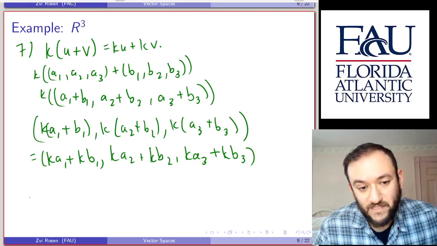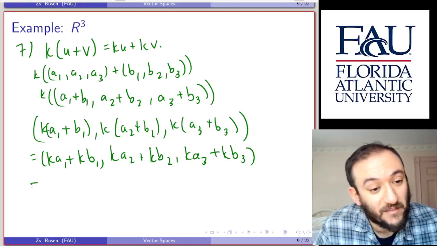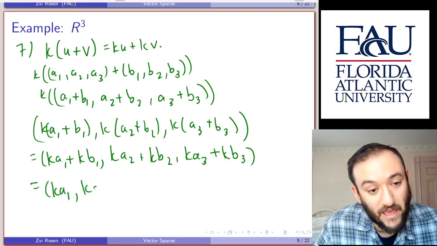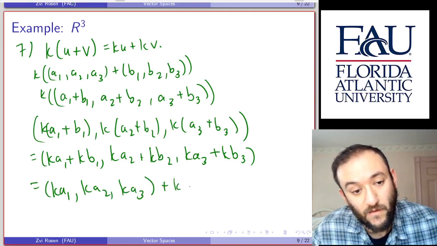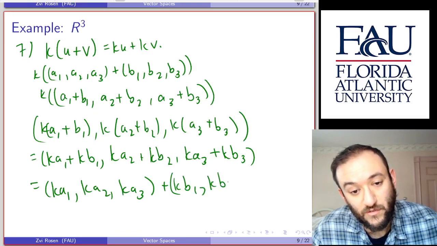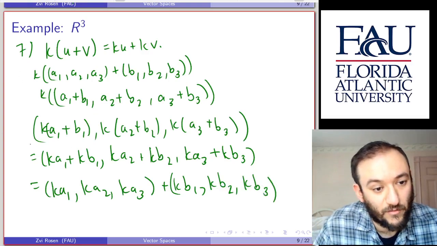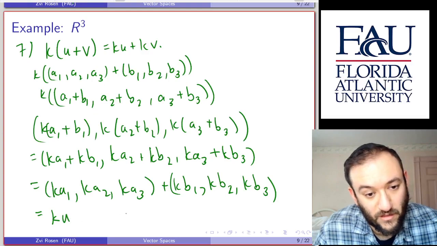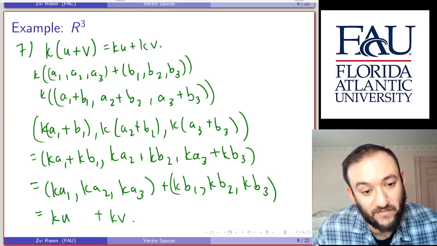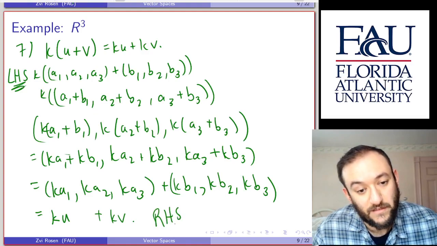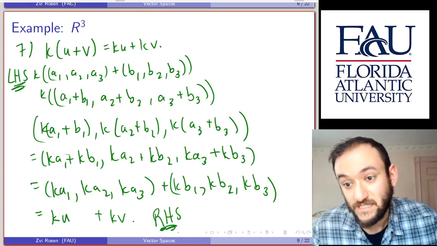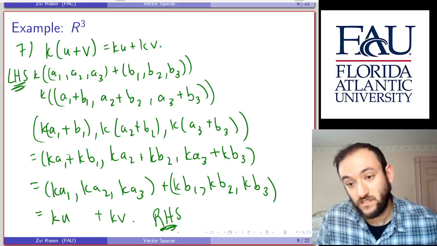Okay. But now this looks a lot like an addition of vectors, and I can pull it apart as k a1, k a2, and k a3 plus k b1, k b2, k b3. And what we notice is this is exactly ku, and this is exactly kv, so we have ku plus kv. So what we've shown here is this is the left-hand side, and this is the right-hand side. So just by doing allowed operations, we showed that the left-hand side is equal to the right-hand side.